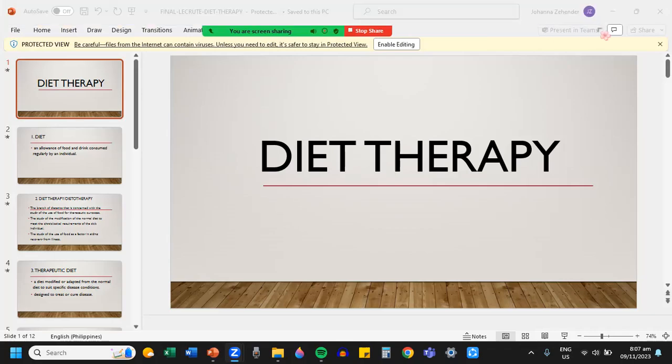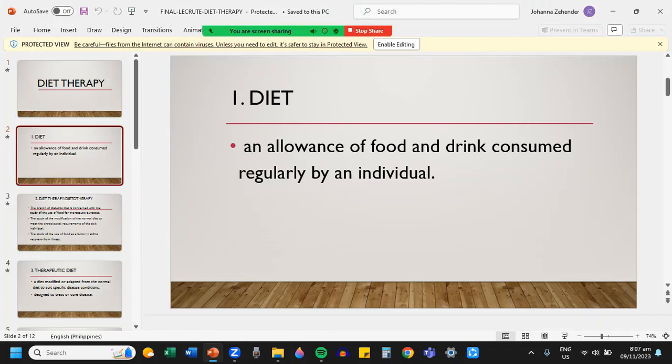Okay, so for today's lesson, we will be discussing diet therapy plus regular hospital diets. First and foremost, how do we define diet therapy? Let's start with the word diet itself. Diet is an allowance of food and drink consumed regularly by an individual. So basically, what we eat and drink every day.